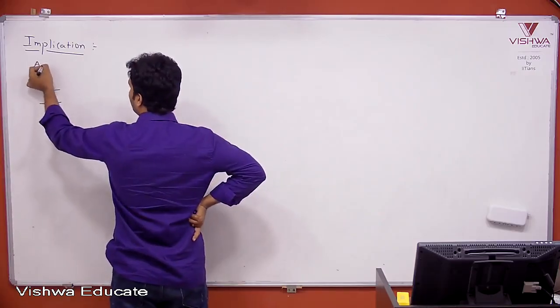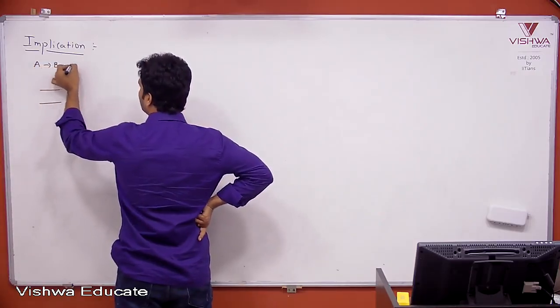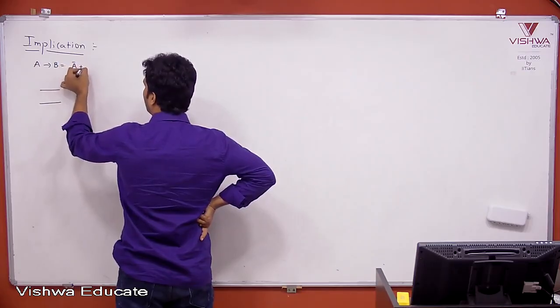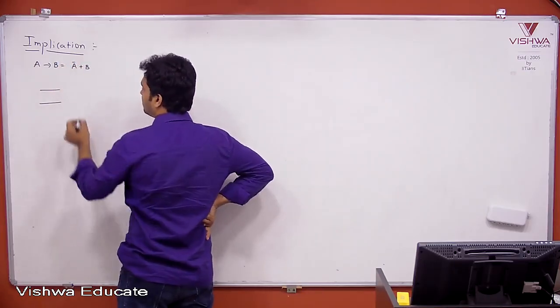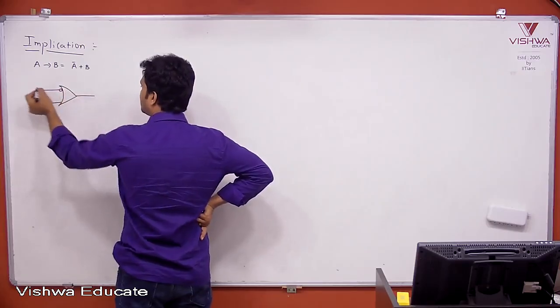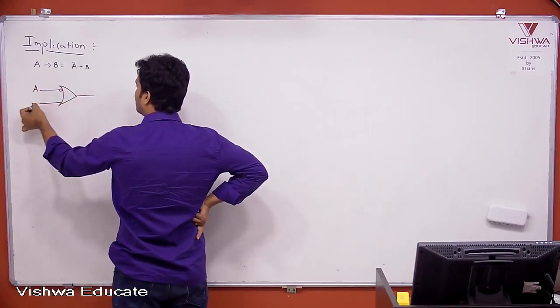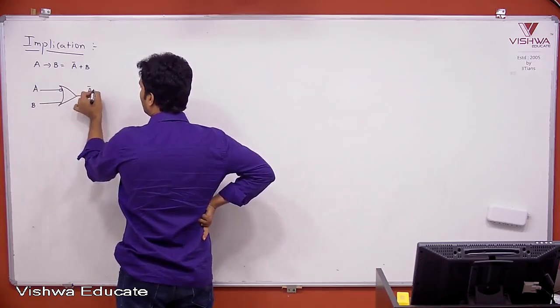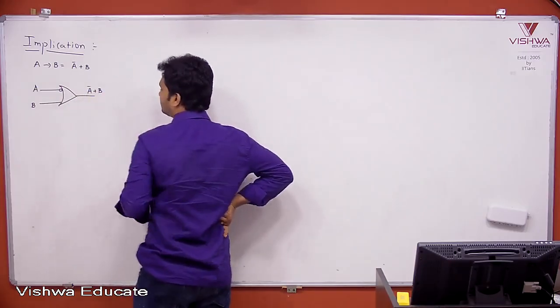What is A implies B? We discussed. A bar plus B. That is the gate representation. It is A, it is B. What is this? A bar plus B.